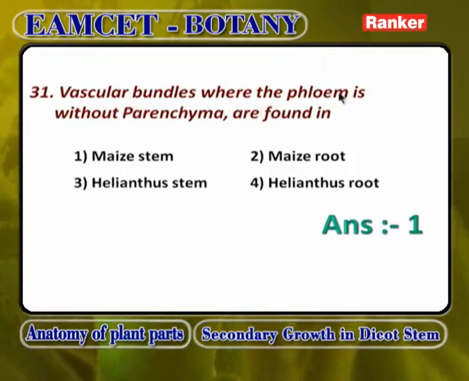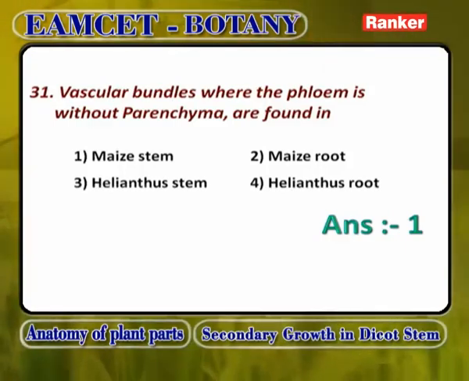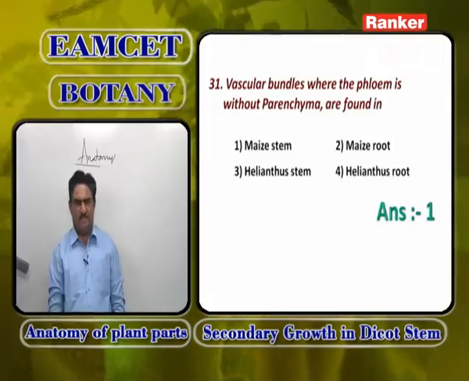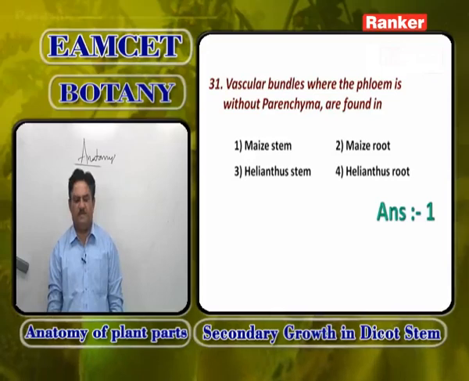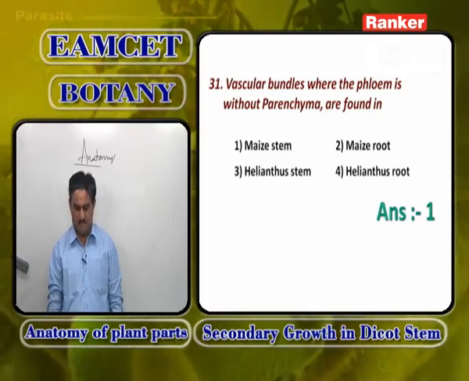Vascular bundles where the phloem without parenchyma is found. Phloem without parenchyma is phloem parenchyma. Phloem parenchyma is found in the phloem of maize root, the phloem of Helianthus stem, and the Helianthus root. It is absent only in maize stem. Why? Monocots are the plants where the phloem absolutely does not possess phloem parenchyma. So, maize stem, first option.